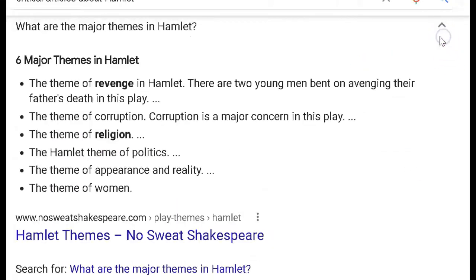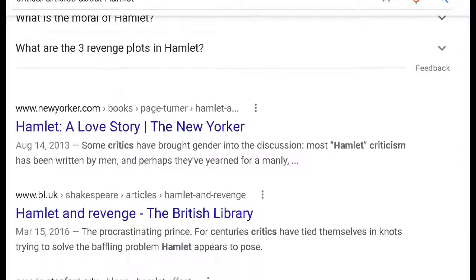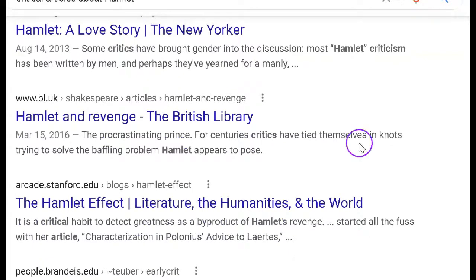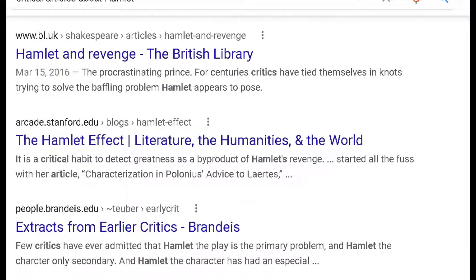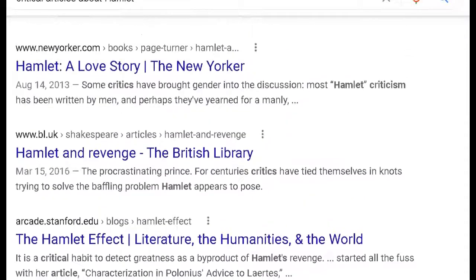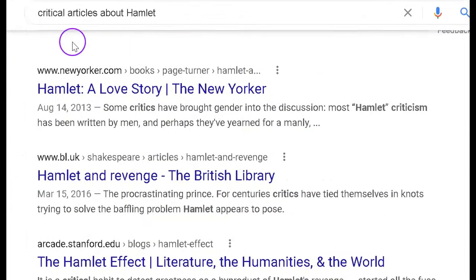When I clicked down on that, here are some articles. There's a New Yorker, that's awesome. Shakespeare articles, BL, that's probably good. British Library. You see that? You see how instead of typing in just something generic in Google, I'm being really specific by writing in critical articles, and that will help me find the collegiate worthy expository articles that I need to write this essay.